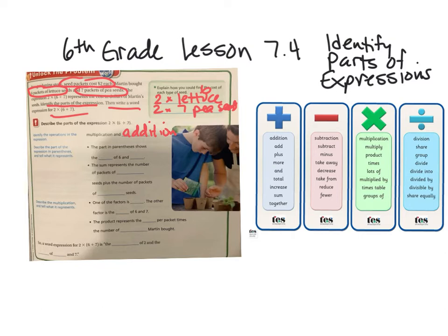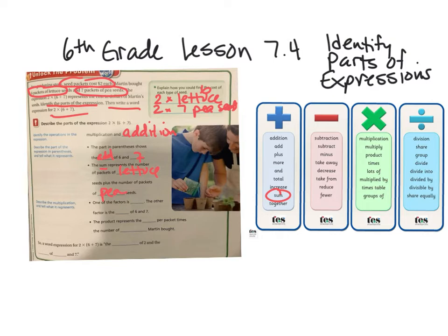The part in the parentheses shows the addition, we should put add there, of 6 and 7. The sum represents the sum of those two numbers, the 6 and 7. Remember, sum is the answer to an addition problem. That is referring to the packets of seeds. Oh, they want it broken down to the number of packets of lettuce seeds plus the number of packets of pea seeds.